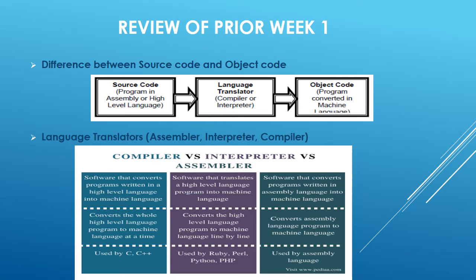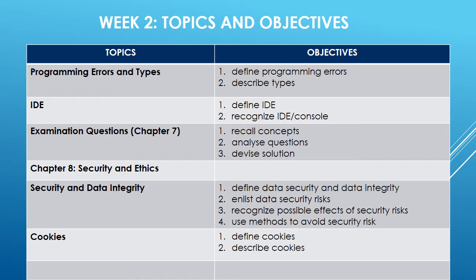Now let's see what we are going to cover in week 2. In week 2, we will cover 2 different topics. We will end chapter number 7 and we'll start chapter number 8. The topics from chapter number 7 are programming errors and types. So students, by the end of this topic, you will be able to define programming errors and you will be able to describe the types of those errors.